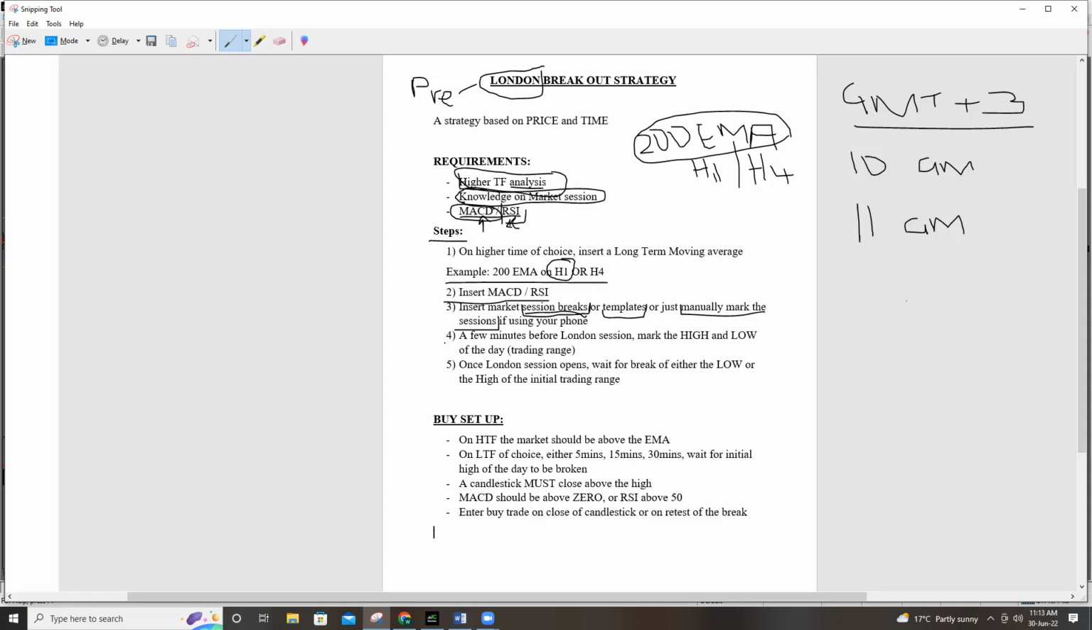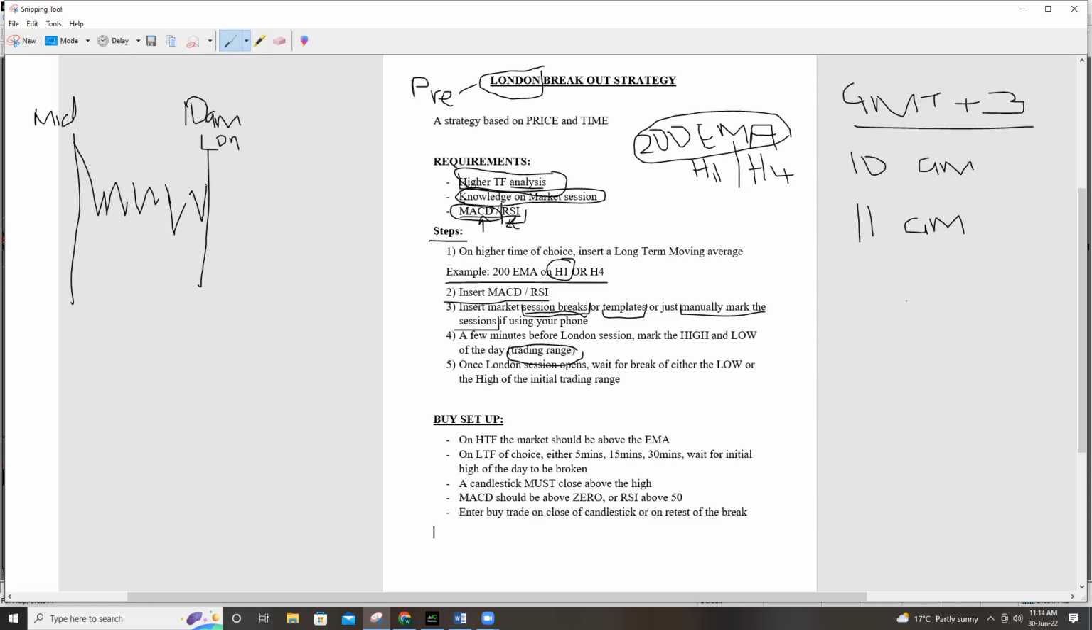That's it. Step number 4, a few minutes before London session, so this will be a few minutes before 10 a.m. GMT +3, mark the high and low of the day. This is what we call the trading range. So this is what I'm saying. Let's say this is midnight. The market will range a bit. Then at 10, so this is 10 a.m., this is where London session starts. I'm using GMT +3. So this is 10 a.m. So this is London session.